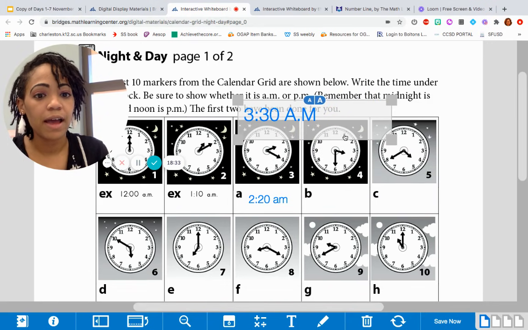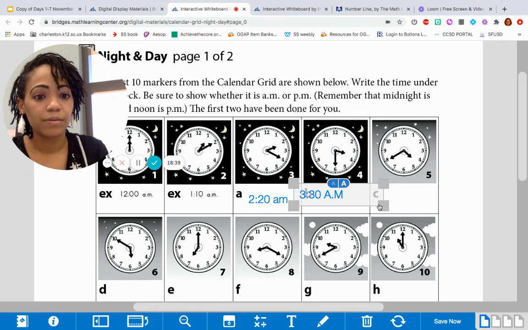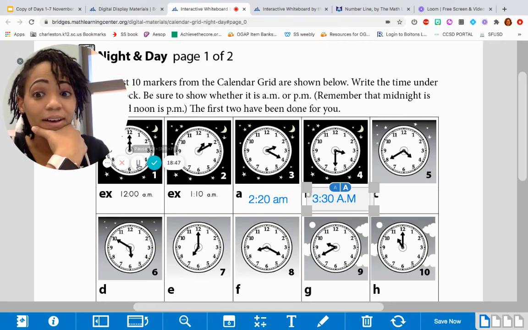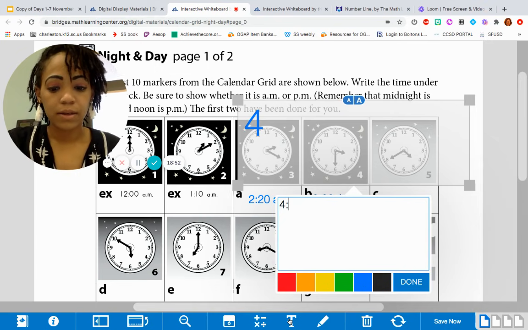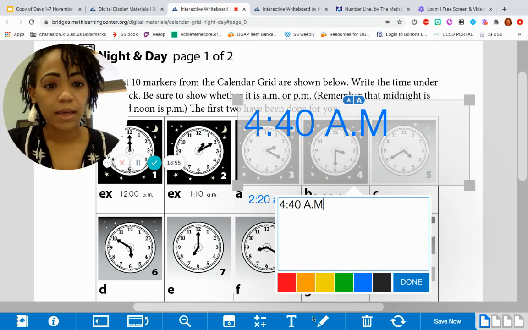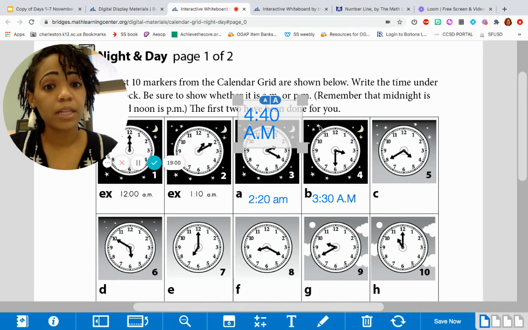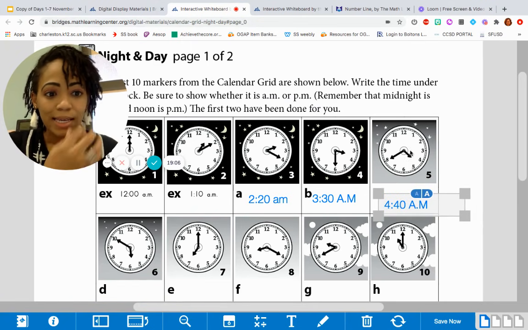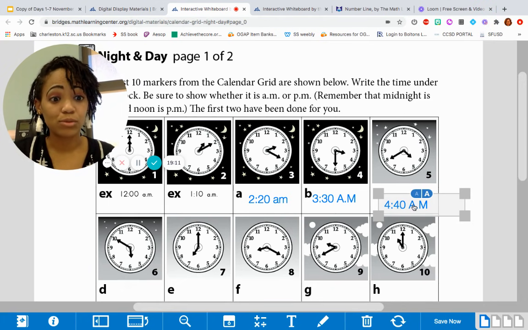All right, so what'd you get for 5? Right, wait, what time is it on number 5? Yeah, right, it is 4:40, and it's still a.m. That hour hand can look a little tricky, so you've got to really pay attention to the placement of it, because it's past the 4, which means it's past 4 o'clock, and we're getting really close to 5 o'clock.